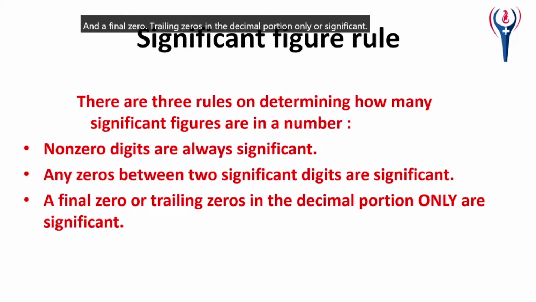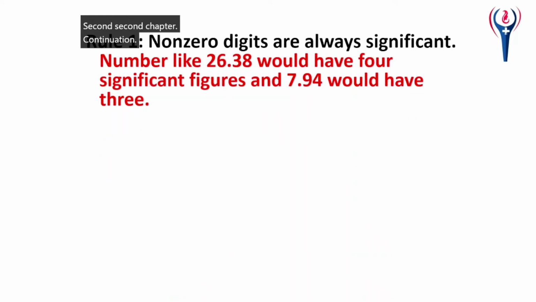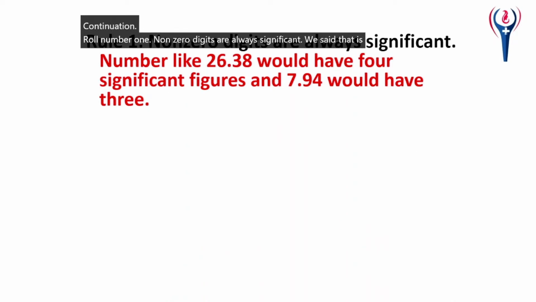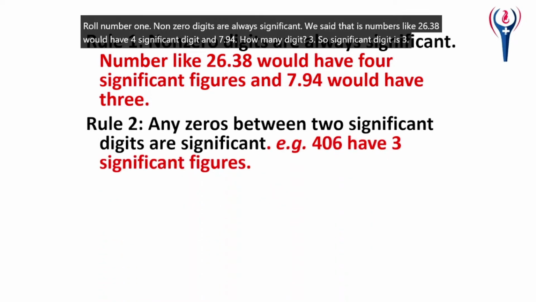Units of measurement, second chapter. That's continuation. Rule number 1. Non-zero digits are always significant, we said. That is, numbers like 26.38 would have 4 significant digits and 7.94, how many digits? 3. So, significant digits is 3. Rule 2.